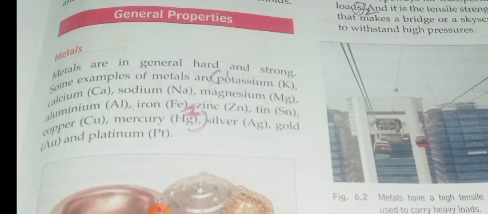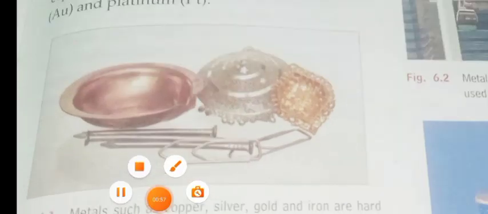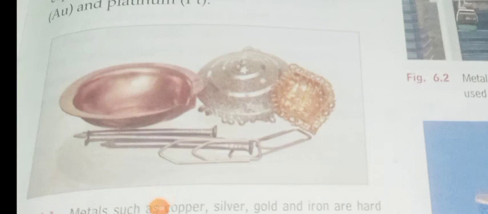Metals are in general hard and strong. Examples are potassium, calcium, sodium, magnesium, aluminium, iron, zinc, tin, copper, mercury, silver, gold, and platinum, etc. Okay, children. The properties of metals: metals have a lustre known as metallic lustre. They are lustrous, that is, they shine. That is called lustrous.